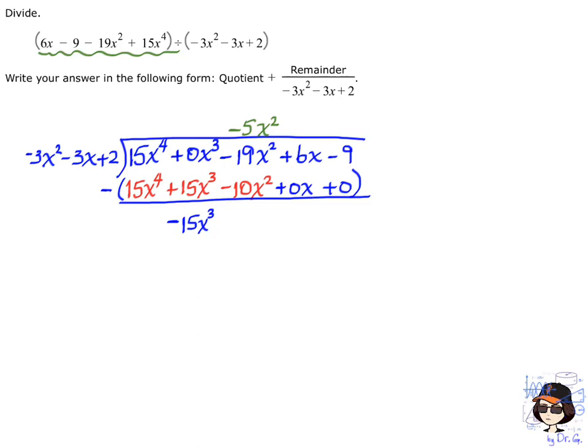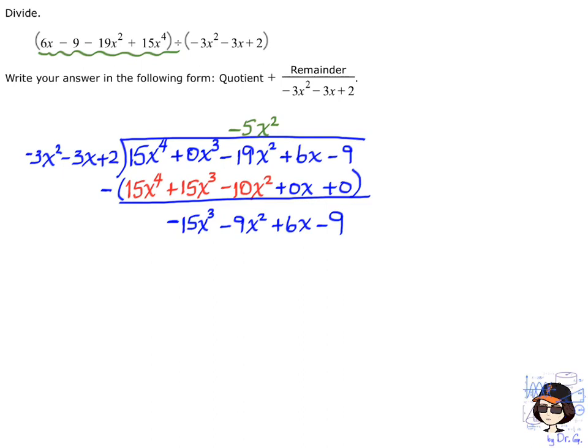The next term is negative 19x squared minus negative 10x squared. So negative 19 minus negative 10 is really negative 19 plus 10. So that's negative 9x squared. Then 6x minus 0x is just 6x. And negative 9 minus 0 is negative 9. Okay, and now we start again.